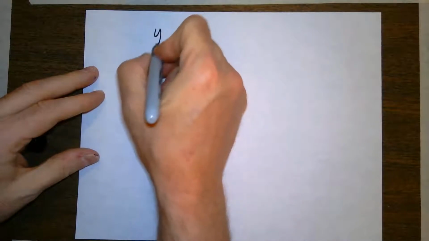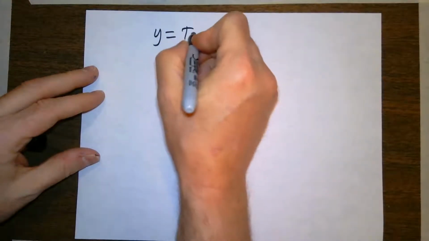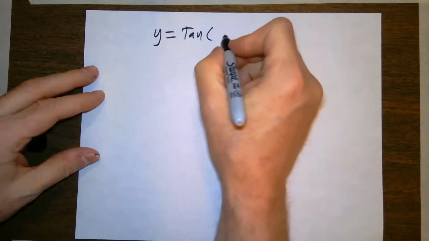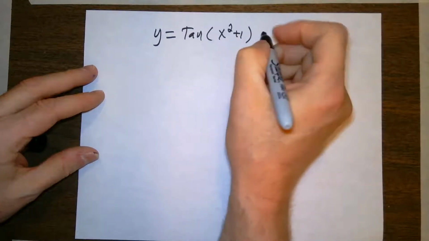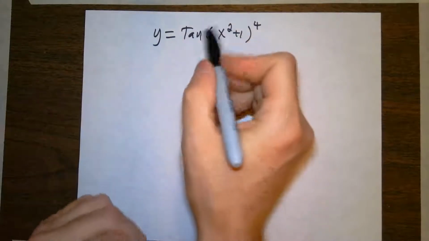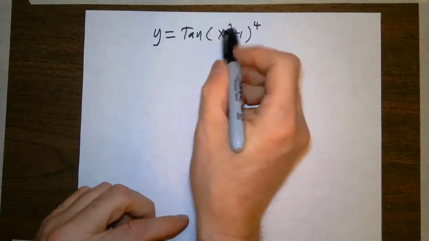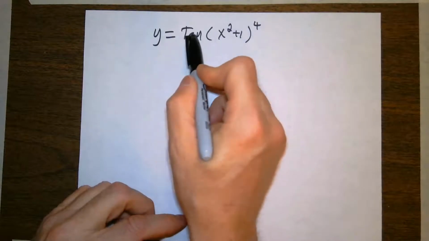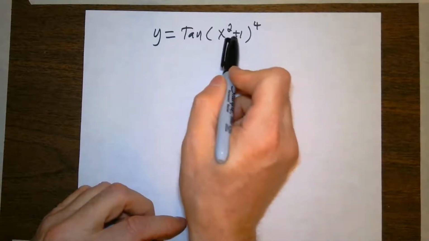So the first one. How would we find the derivative of y equals the tangent of (x squared plus 1) to the 4th power? All right, now just take a look at this for a moment. I'm pretty sure at this point you can see the chain, but can you see the chain inside the chain? What is my outside function? What's my inside function? Now, this is not tangent of the whole thing to the 4th power. This is the tangent of this, to the 4th power.